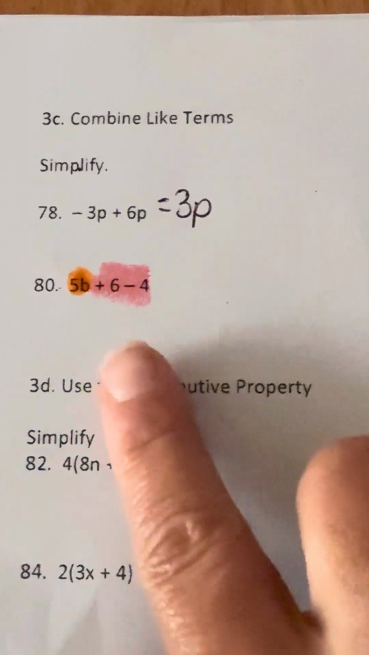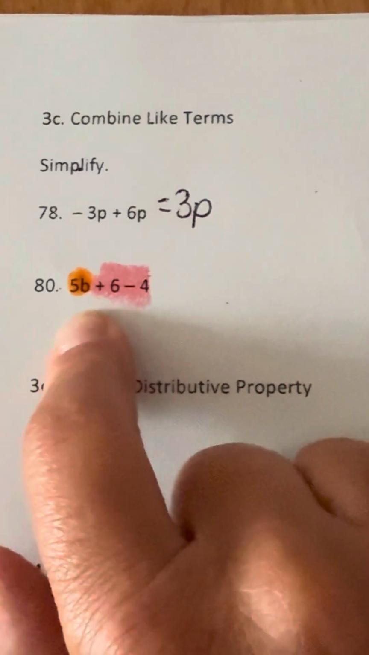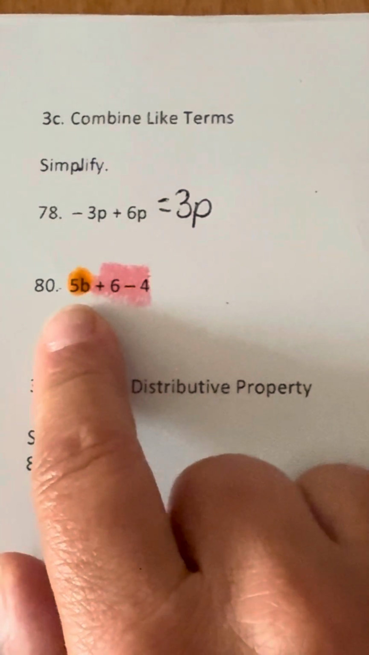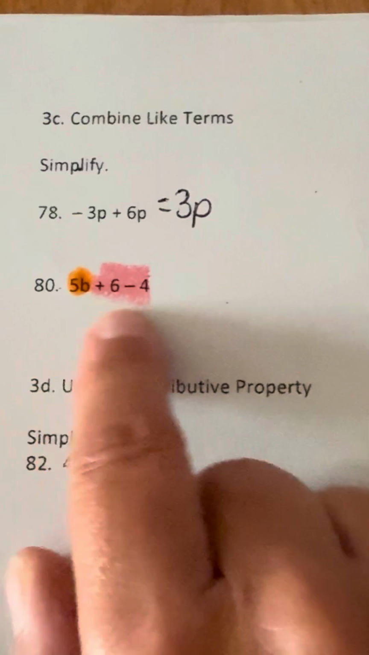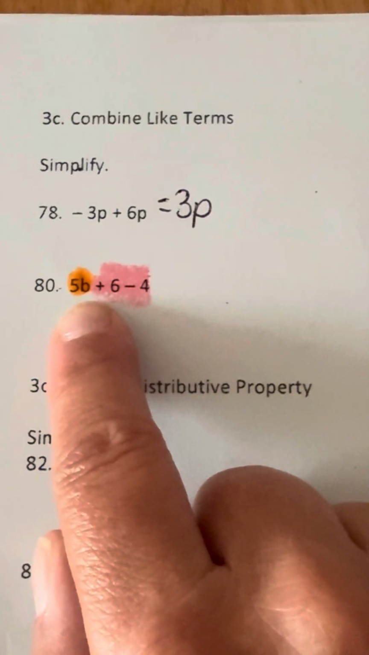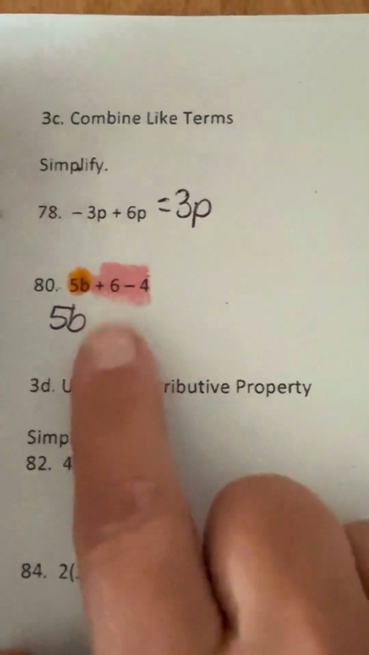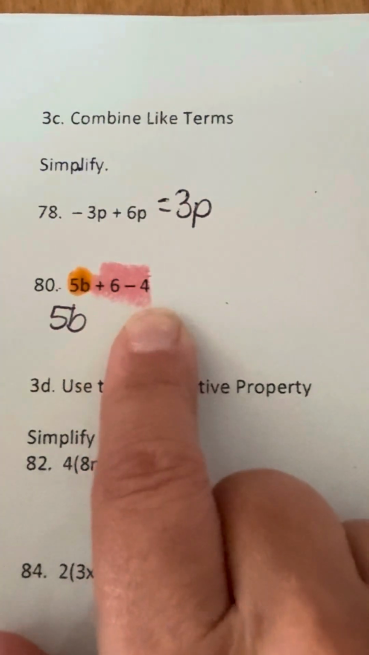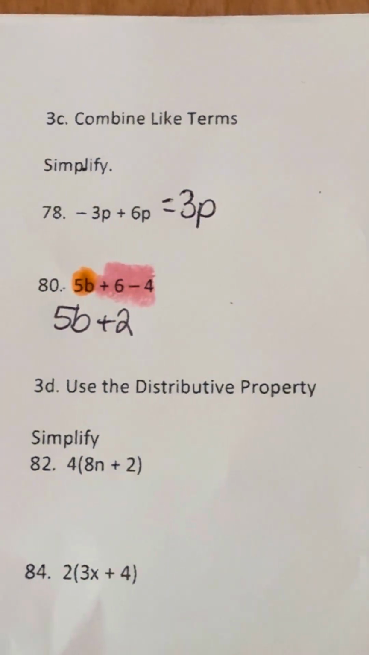So these are just numbers. These numbers can be combined like you normally would, but this is a 5b. If you couldn't see it before, it's terrible now. But a 5b, you can't combine with this because this is something completely different, because it's got b at the end of it. So the 5b is just going to be 5b. But you can combine the numbers 6 minus 4 and you get a +2. And so this is as simplified as you are going to get for something with combining like terms.